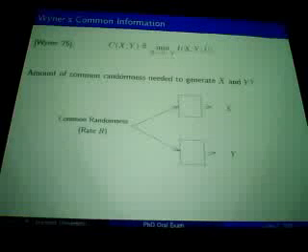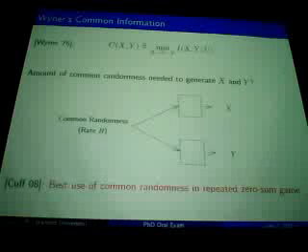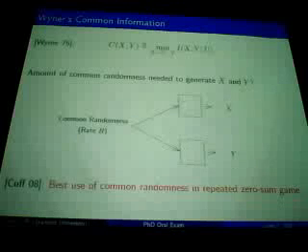How much common randomness do you need to generate IID samples of a pair of variables X and Y? And so it turns out that in a repeated game setting, in a repeated zero-sum game setting, if you have common randomness, there's no better way to use it than to generate IID sequences. Now, let me explain what I mean by that.